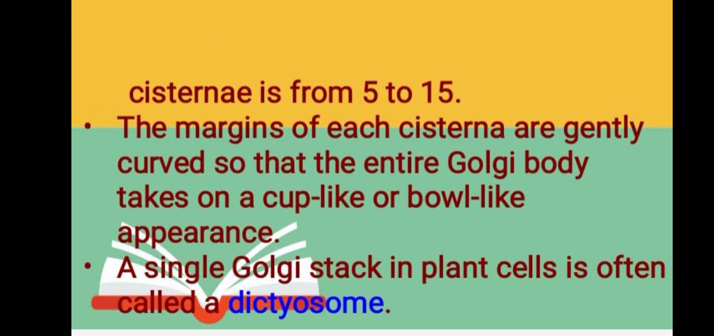The margins of each cisterna are gently curved so that the entire Golgi body takes on a cup-like or bowl-like appearance. A single Golgi stack in plant cells is often called a dictyosome. The Golgi apparatus is actually 2 micrometers in length and 0.5 micrometers in width, and it was first observed by an Italian neurologist, Camillo Golgi, in 1898 in nerve cells. He was awarded a Nobel Prize in 1906 for his work.